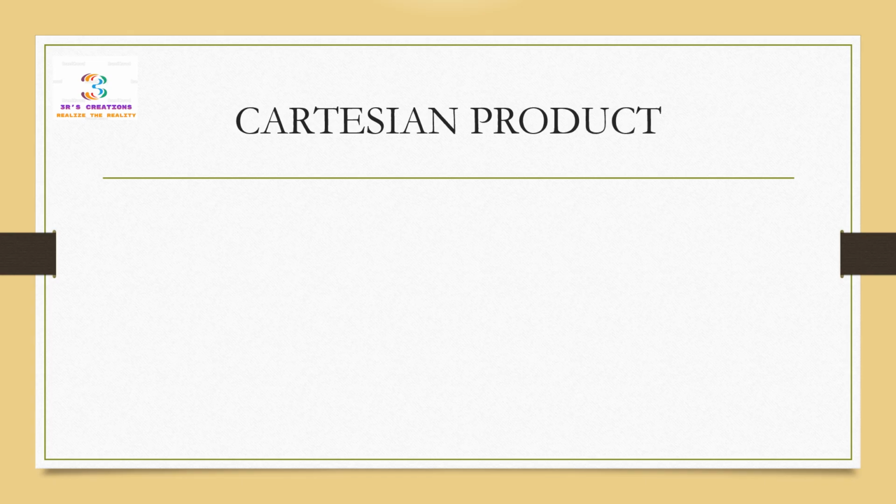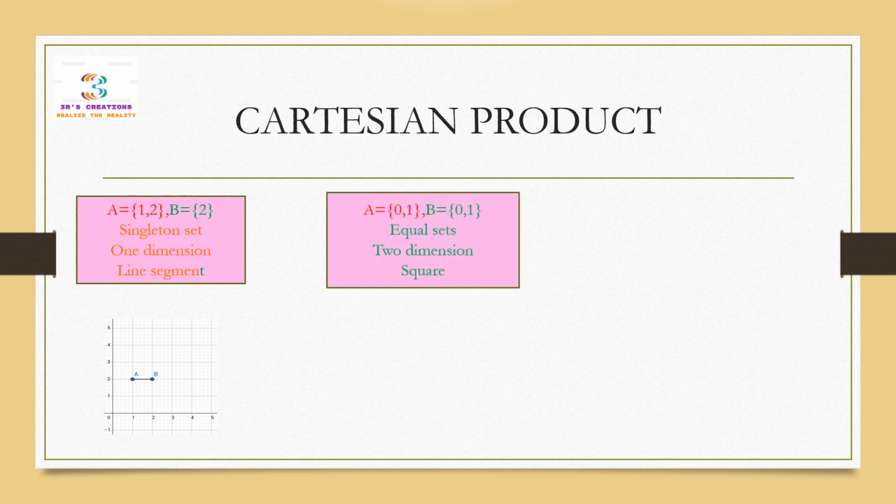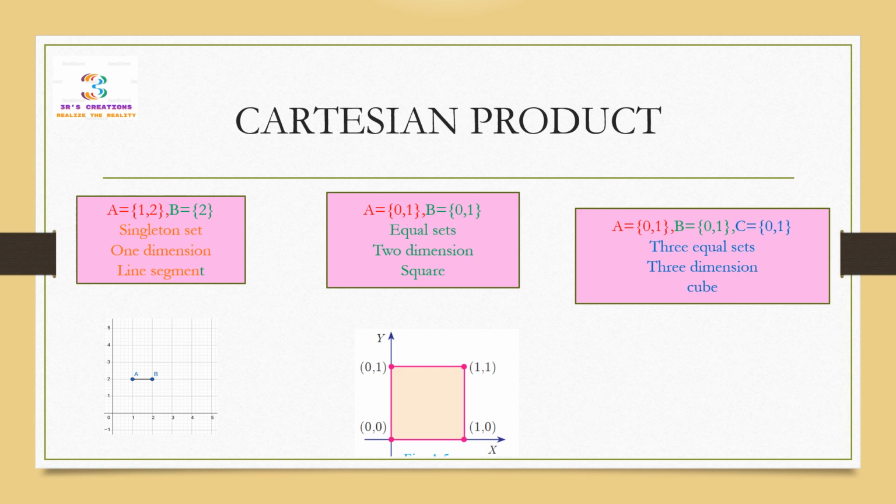Cartesian product. If the Cartesian product is of a singleton set, it is 1 dimension. We will get a line segment. Cartesian product with 2 equal sets is 2 dimensions, and we get a square. Cartesian product with 3 equal sets gives 3 dimensions, that is a cube. If it is unequal sets, that is 2 sets, we will get a rectangle. If it is 3 unequal sets, we will get a cuboid.